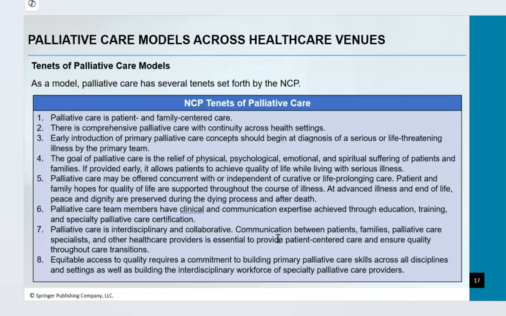These are some of the tenets of palliative care. A different view of what we were talking about. These are great. Let's walk through them quickly. Palliative care is patient and family-centered. There is a comprehensive care team with continuity across the healthcare setting, inpatient, outpatient, in the hospital, out of the hospital, at the specialist, at home, doesn't matter. Earlier introduction of primary palliative care concepts should begin at diagnosis of a serious or life-threatening illness by the primary team.